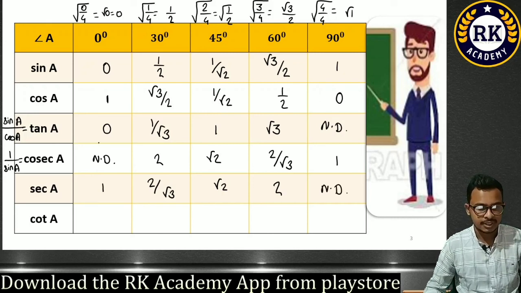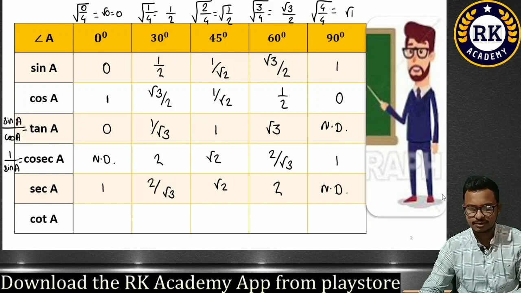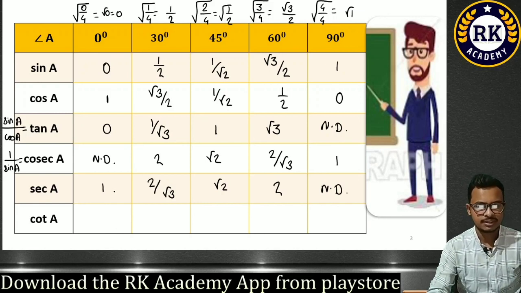Okay, now tan A is done, go with the last part, cot A. Now this is your task to do in your books. Cot A, you are supposed to find it out and fill it in your books fast. Come on, fill it in your books. So check out the values of cot A.